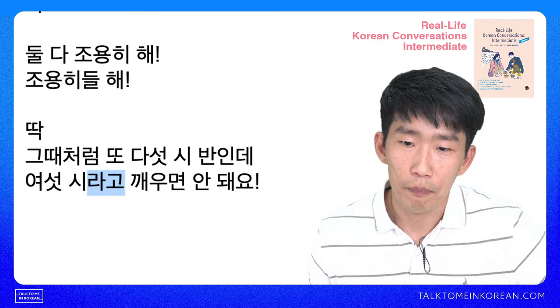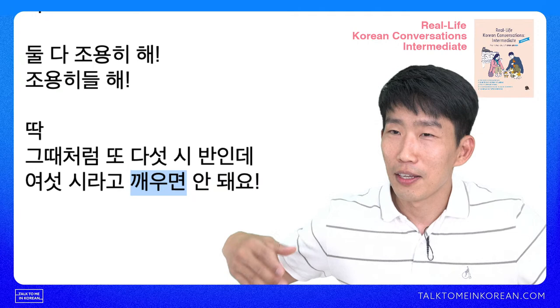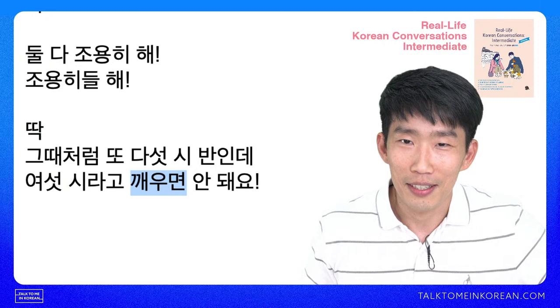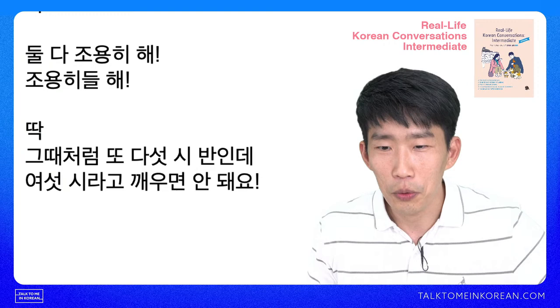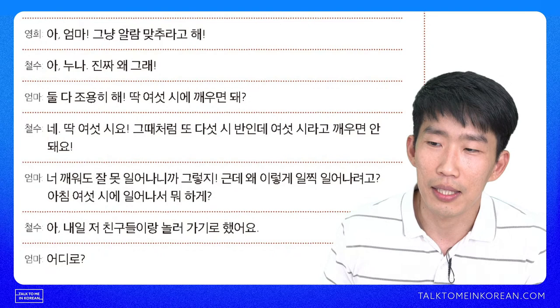깨우면, if you wake me up saying that it's 6 o'clock, you know, mothers usually do that to make sure that their child gets up. Hey, it's 3 o'clock, you need to go. And then the child hurries up for something, and then it's actually 2:40. So 깨우면 안 돼요. 그때처럼 또 5시 반인데 6시라고 깨우면 안 돼요. You can't wake me up at 5:30 like last time saying that it's 6 o'clock. 너 깨워도 잘 못 일어나니까 그렇지. I did that because you can't wake up if I wake you up.